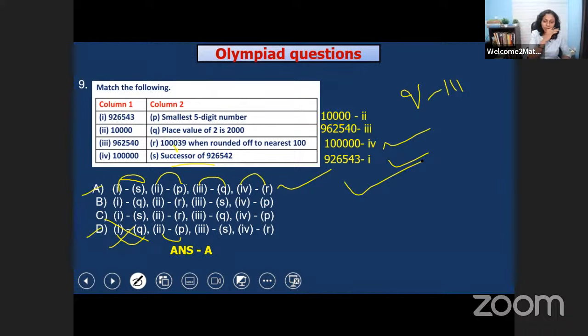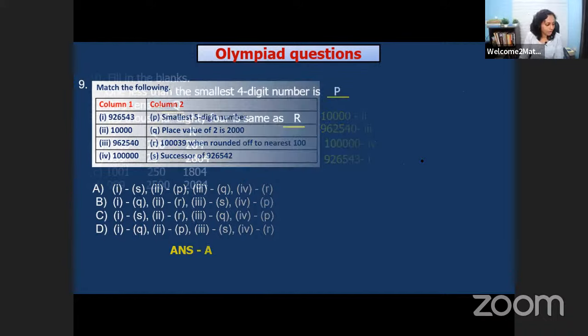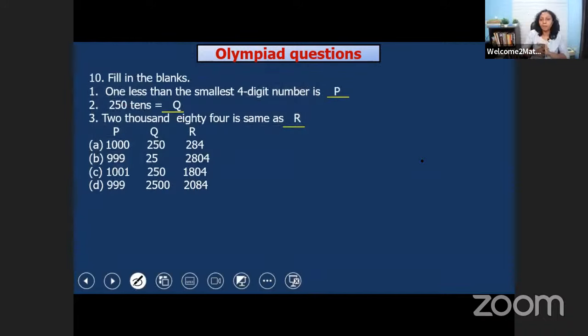Elimination is very important because it is an option based question. Okay, so let's move on. Let's solve one more question. Now here is a fill in the blanks question. So let's read the question first.